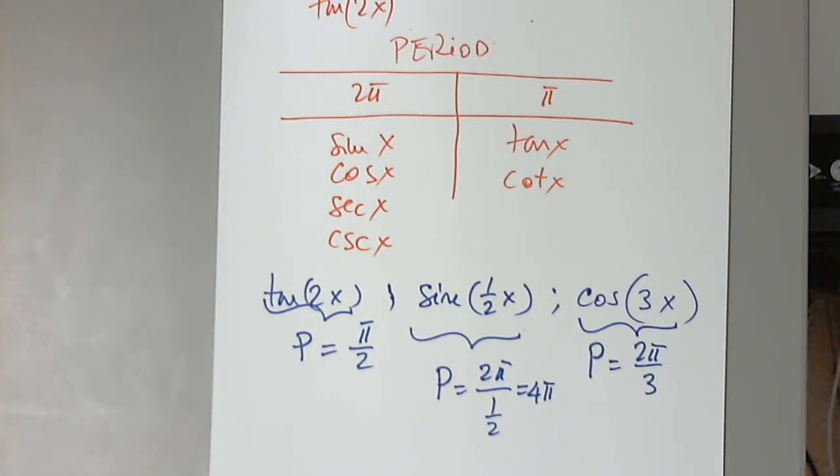I'm sorry? Why wouldn't it just be pi over 3? Because if you look on the table over there, which one would be pi over 3? Yeah. Is that clear? Yeah.